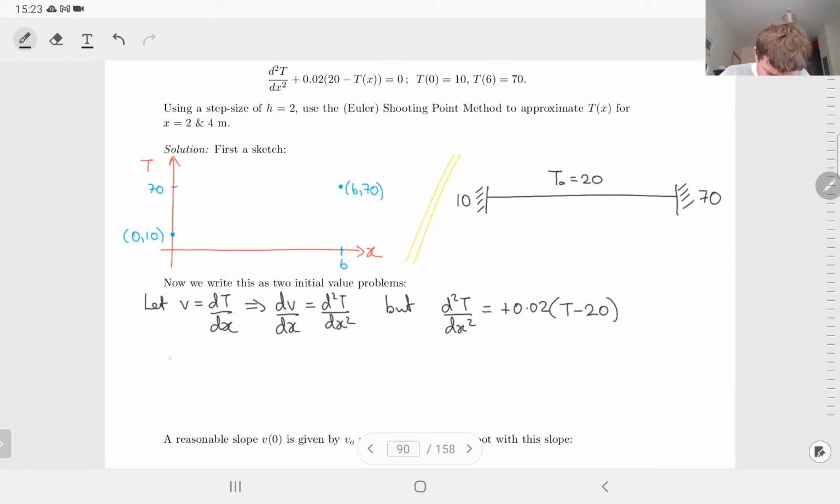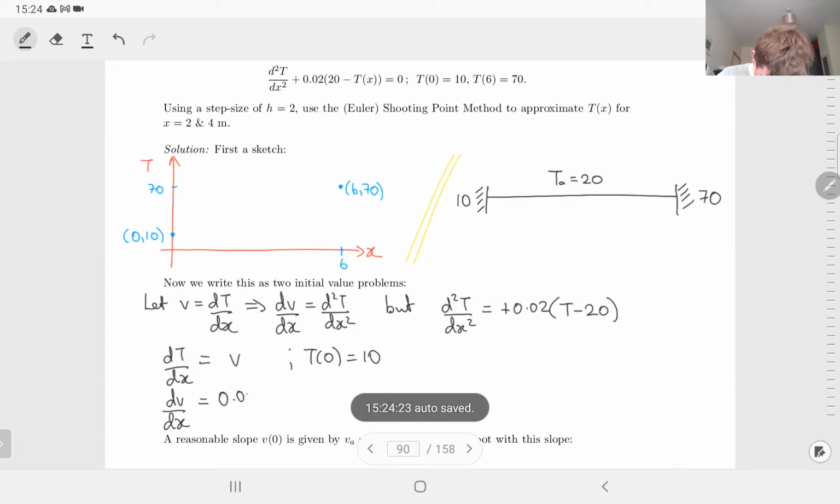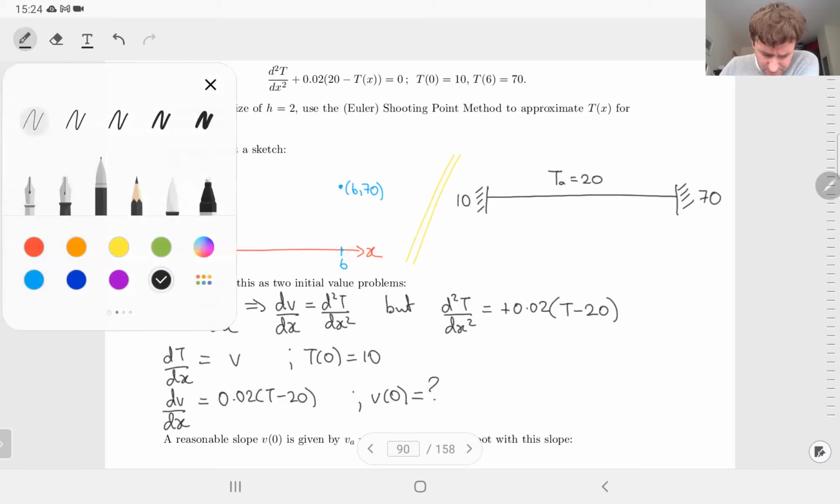So we have dT/dx equal to V, with the initial value of temperature, initial in terms of distance rather than time. And then the other equation is that the second derivative of temperature, which is the same as dV/dx, is equal to 0.02 times (T minus 20). But I don't know the initial value of this. This is what's called a linear differential equation, and that means that if I take two shots, I can average out the two slopes and it will basically work. It's probably worth putting in the steps here because we're going in steps of two.